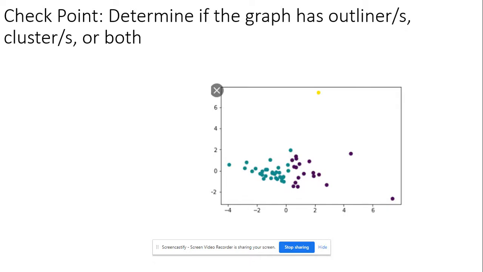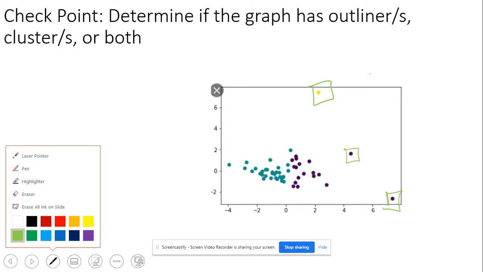Now, checkpoint. Determine if the graph has outliers, clusters, or both. So let's look. Well, I would say this has some outliers. I'm going to do outliers in green. Look, we have an outlier here, way up there. I would say this is an outlier down here, and this would be an outlier. They're away from my data. They lie outside of my data.